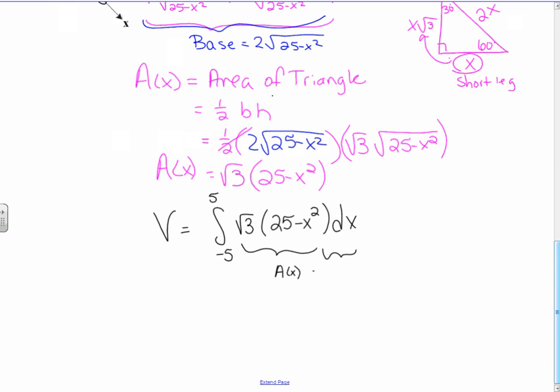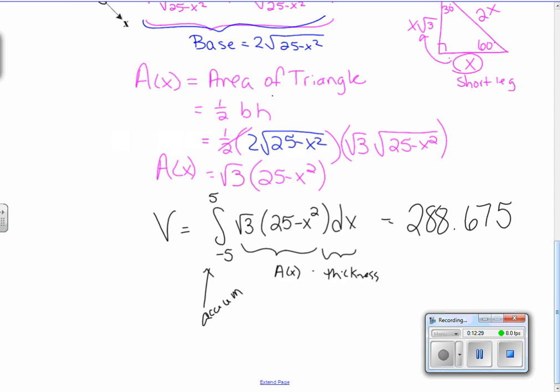Area times depth, or thickness, gives us volume, and we are going to accumulate the volume. So final answer, 288.675 cubic units. All right, on to part B.